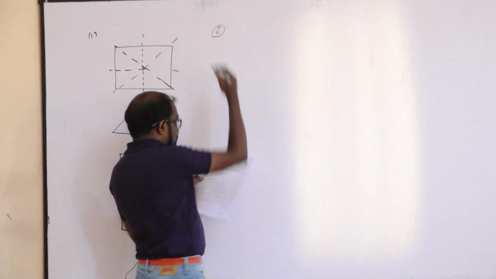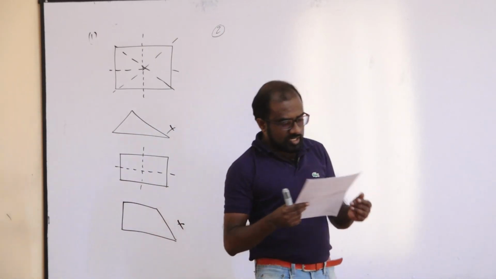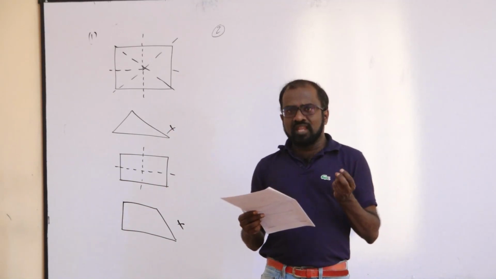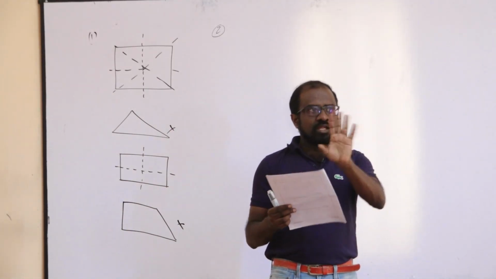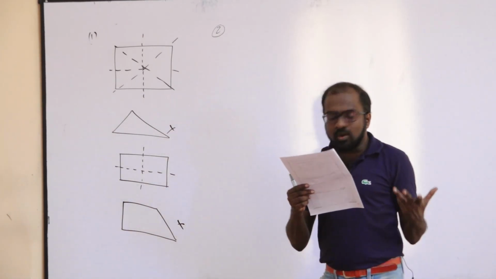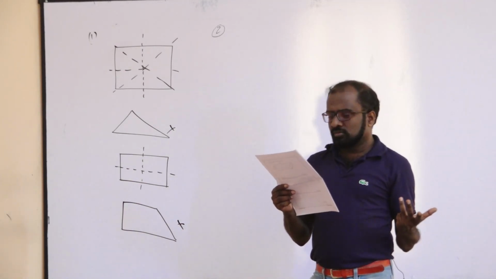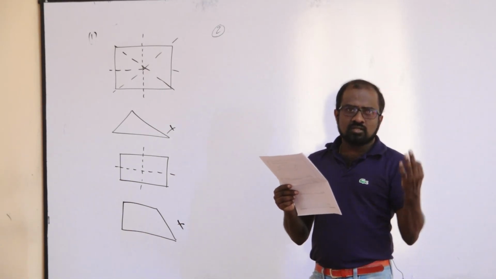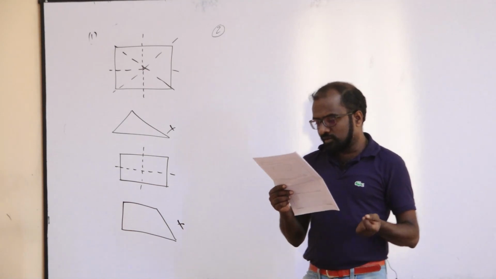Second question, select the sets. A set is a group of elements that you can clearly define. There cannot be any confusion. Multiples of 2 between 1 and 10: what are the elements? 2, 4, 6, 8. It's a set.